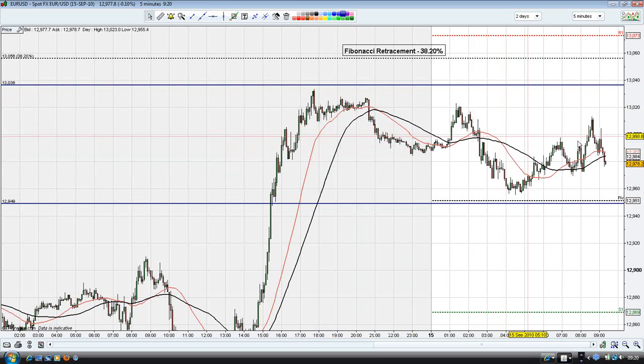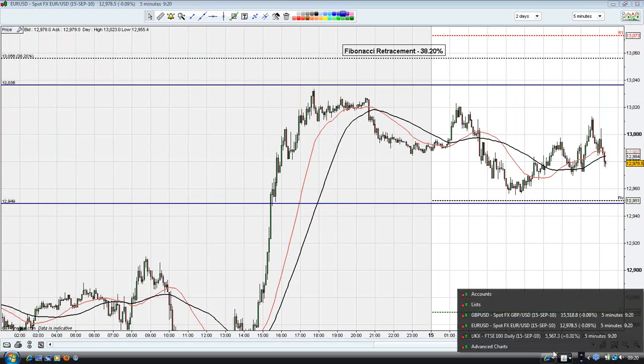So if the report comes out and it keeps going sideways between these two lines, we'll keep out of the market. If it starts to trend up, we'll buy if it breaks the high at 13,036. Or we'll sell if it breaks the pivot point at 12,949. That's for the euro US dollar.